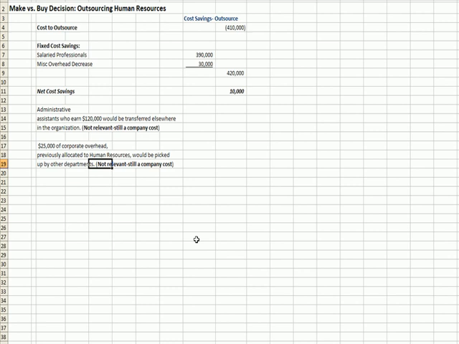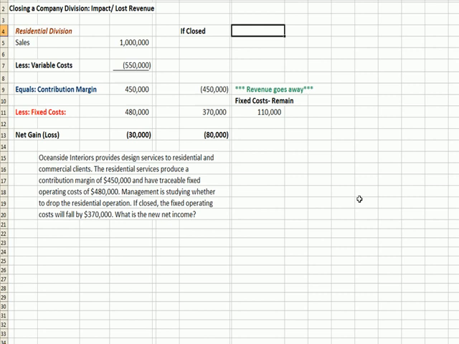So that's an example where you have to consider some costs that remain within the organization. What about lost revenue? Here's an example explaining lost revenue. Oceanside Interiors provides design services to residential and commercial clients, and so we're looking at the residential division. The residential services produce a contribution margin of $450,000. They have $1 million in sales, less variable costs of $550,000.